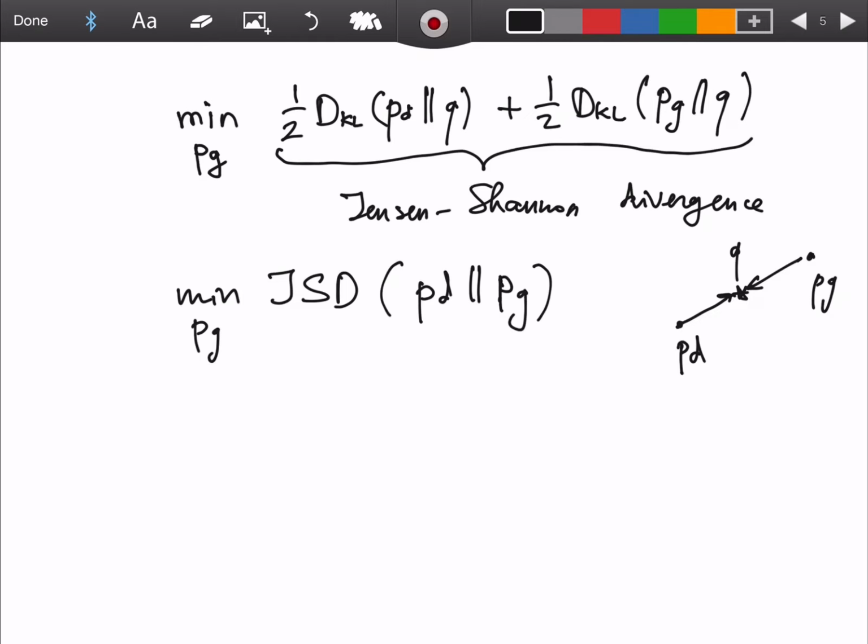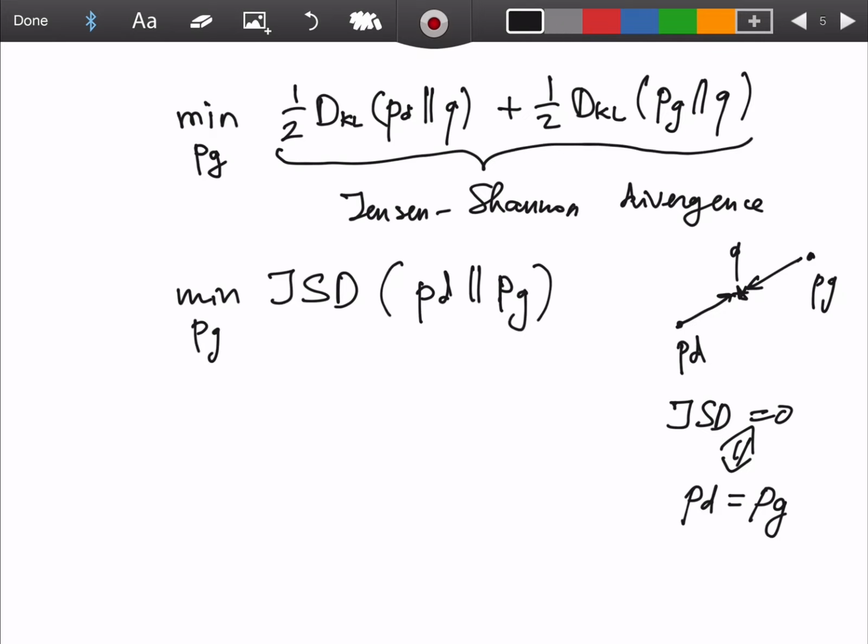Okay. For example, a very useful property that makes it almost a metric, that JSD equals 0 if and only if PD equals PG. Okay, so if we find the global minimizer of this thing, we know that the distribution that we created is exactly equal to the distribution of the data, which is, of course, what we are trying to do, right?